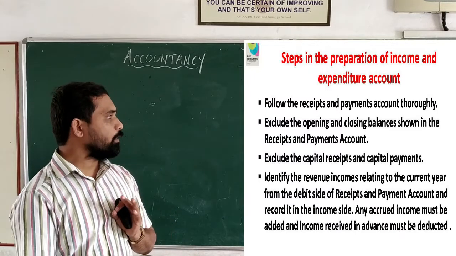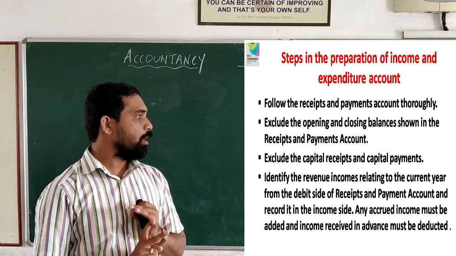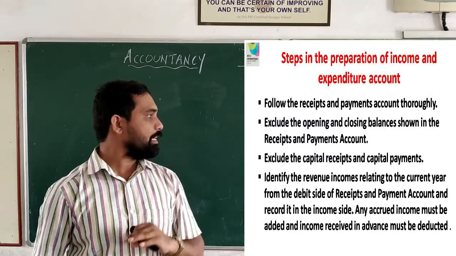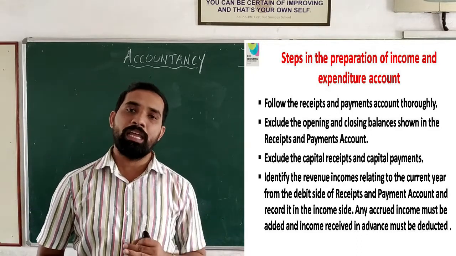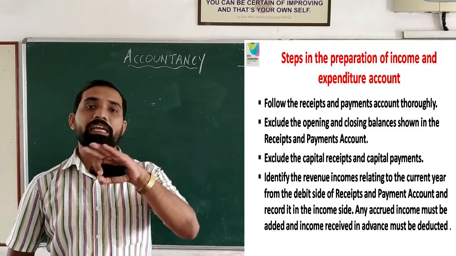And then fourth step, identify the revenue items or revenue income relating to the current year from the debit side of receipts and payments account, and record it on the income side.